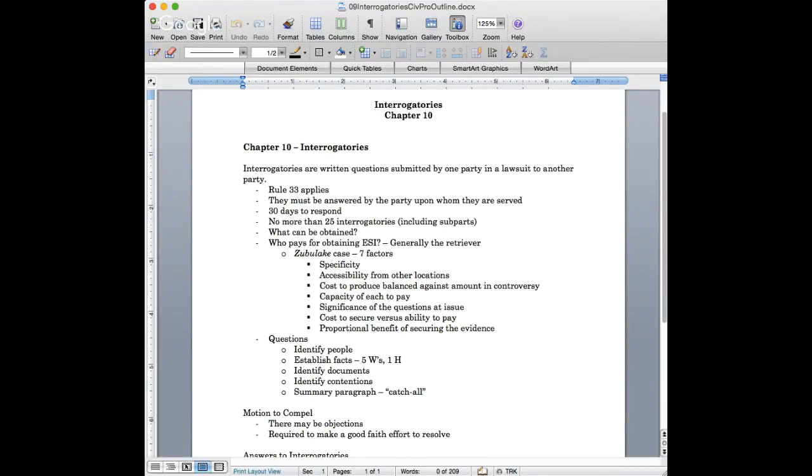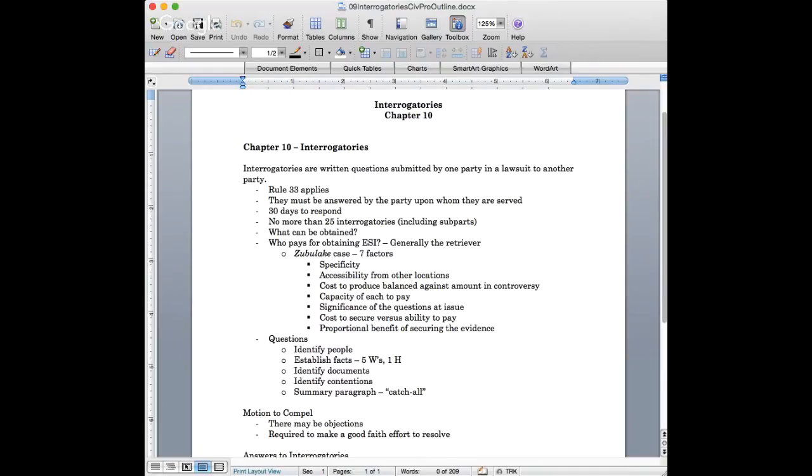I mentioned in the deposition video this concept that I can ask the other party anything that's discoverable. Rule 33 relates to interrogatories. The answers to the interrogatories must be given by the party upon whom they are served. So if I'm the plaintiff and I serve them on the defendant, the defendant has to answer them. The general rule is you have 30 days to respond.